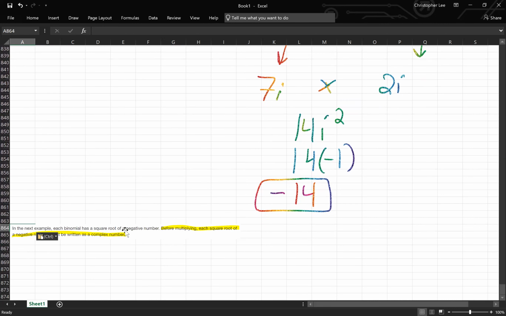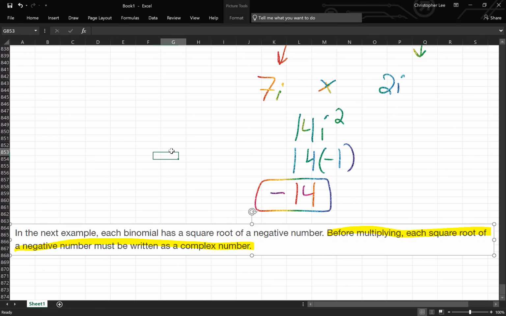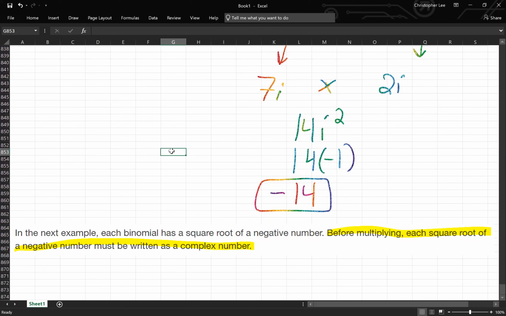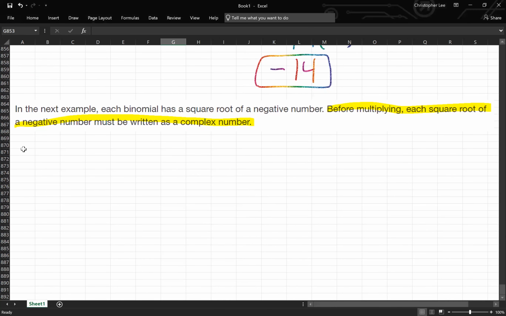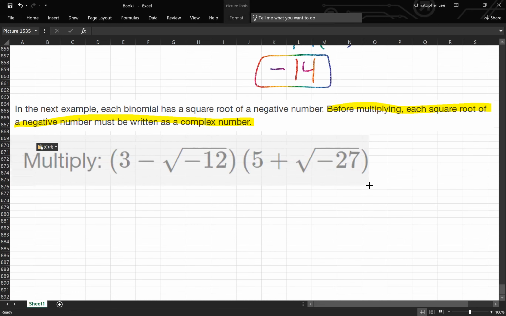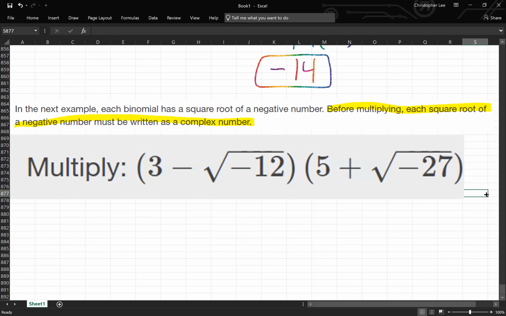All right, check this out. In the next example, each binomial has a square root of a negative number. Before multiplying, each square root of a negative number must be written as a complex number. So let's take a look. I have this binomial times binomial problem here. What I'm saying is change it into the imaginary with the i's and then multiply it.